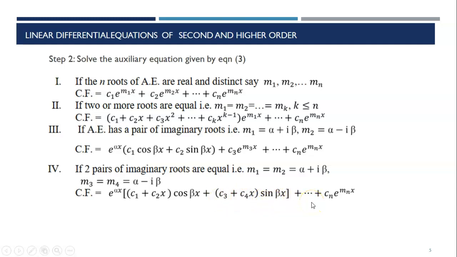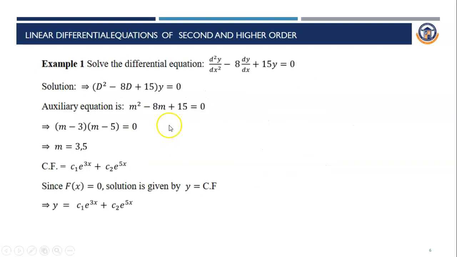So these are the four cases we are going to apply in the differential equation to find the complementary function. Then a simple example using these four cases. So first one, solve the differential equation d square y by dx square minus 8 into dy by dx plus 15y is equal to 0.